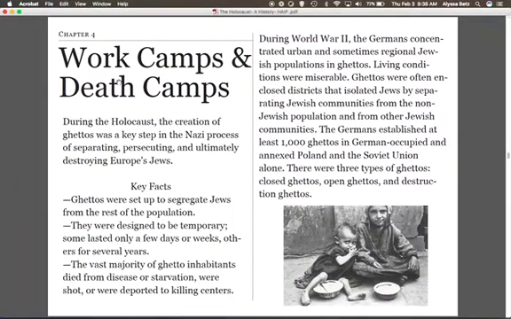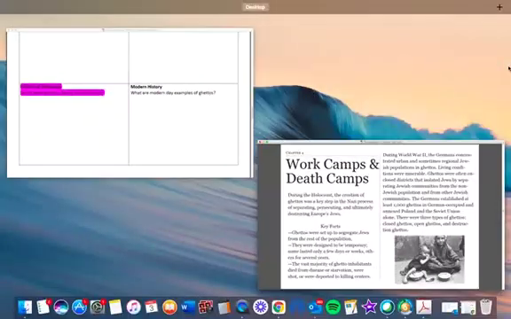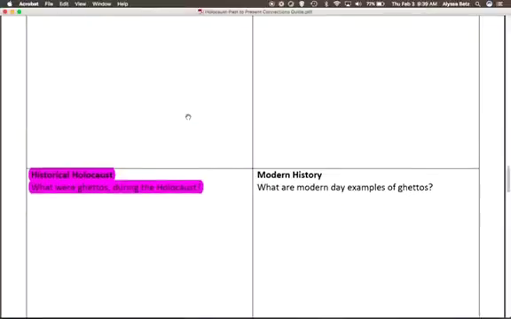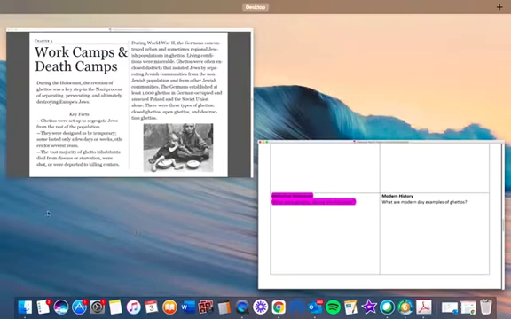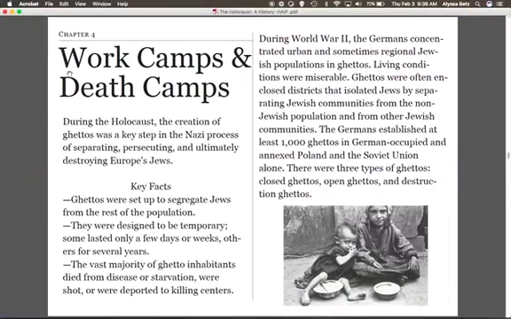Today's chapter, Chapter 4, Work Camps and Death Camps. So just to coincide with our graphic organizer, our first question here, what were ghettos during the Holocaust? As we read the first 2 pages, we're going to be filling in this box here. Feel free to follow along in your iBook.